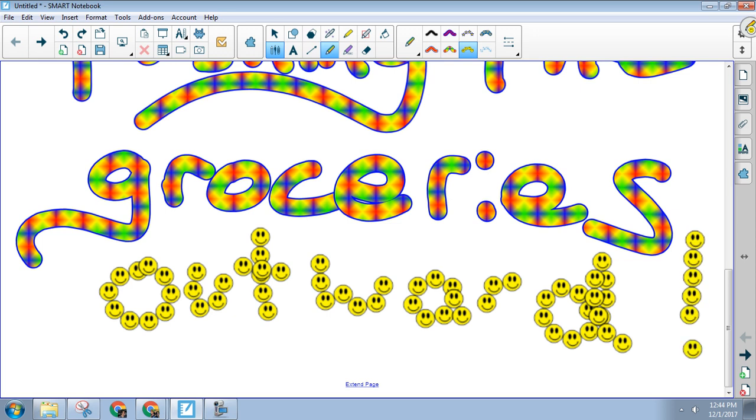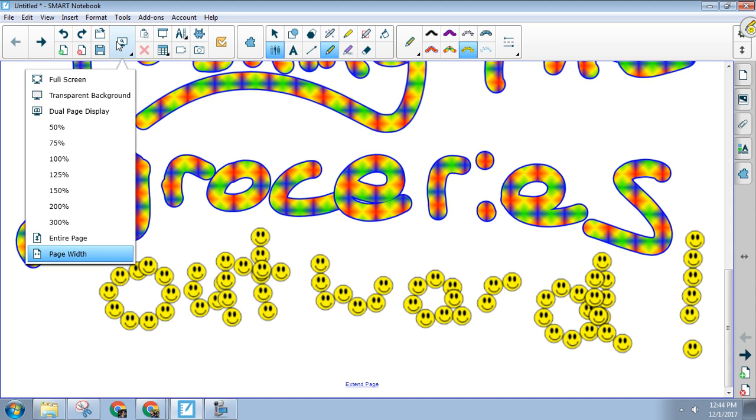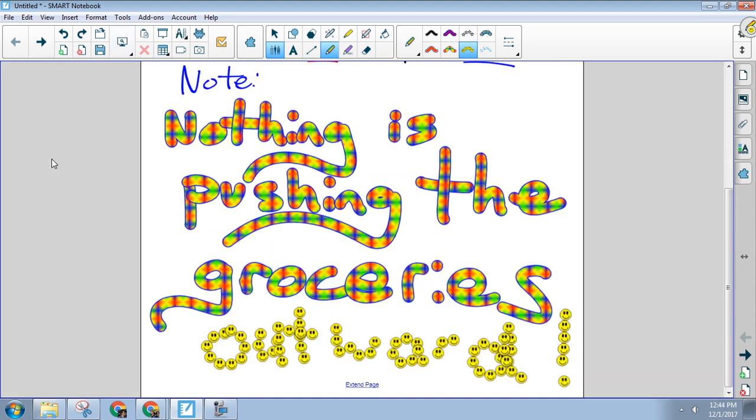I can't read that. Weston! It says groceries outward. Nothing is pushing groceries outward. Nothing is pushing the groceries outward. And I wrote it in giant, fancy, crazy font letters because it's super, mega, crazy important.